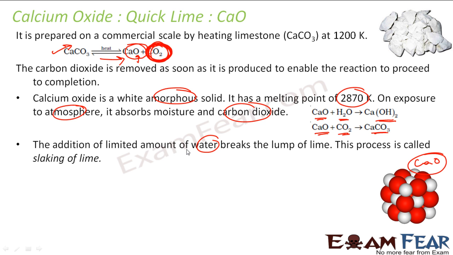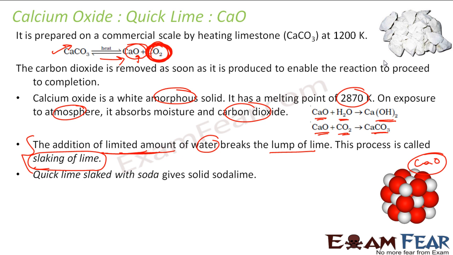If you add limited water, not too much water, to this lump, it will break the lump and it will become a thick paste kind of lime, and this process is called slaking of lime. Please note you have to add limited water to break this lump of lime, and this process is called slaking of lime. Quicklime slaked with soda is called soda lime.